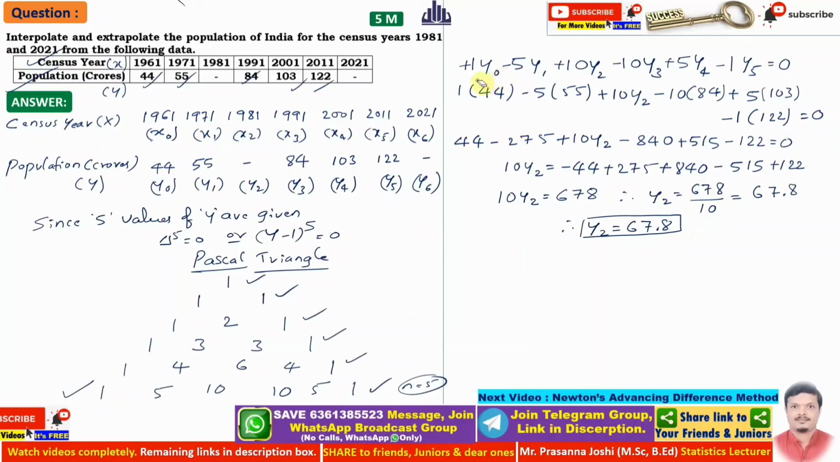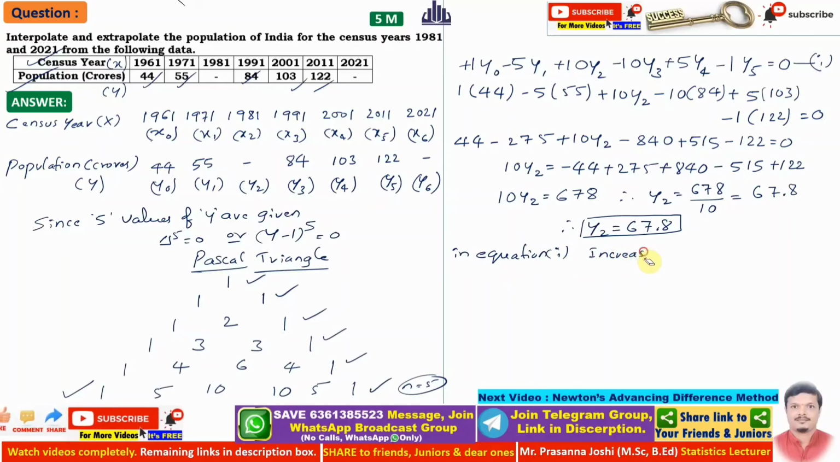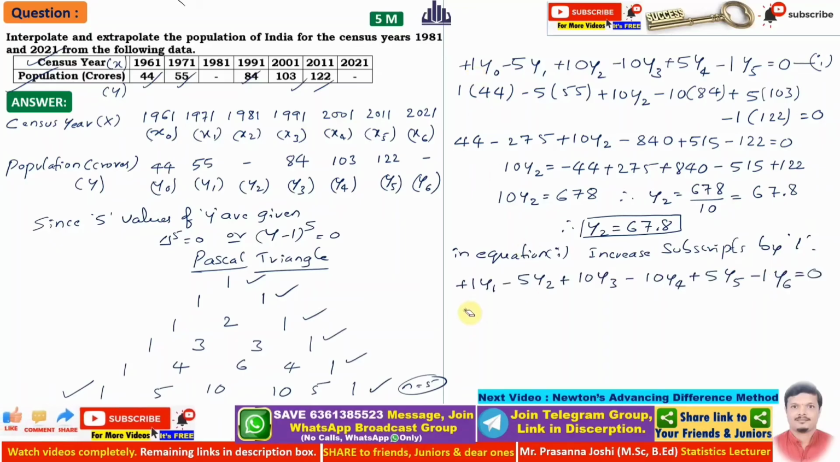For that, whatever binomial expansion we had already written, based on delta to the power 5 is equal to 0, let's call this equation 1. In equation 1, increase the subscripts by 1. The last problem, how we have solved, in the similar way. Substitute the values. Plus 1, let me write it as 1.